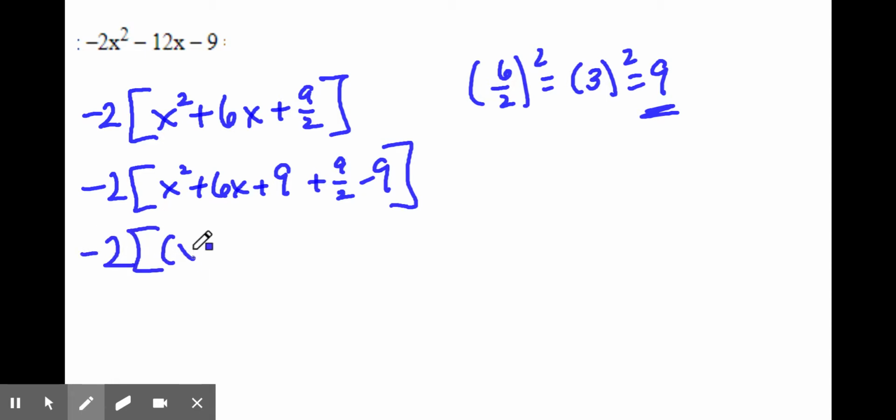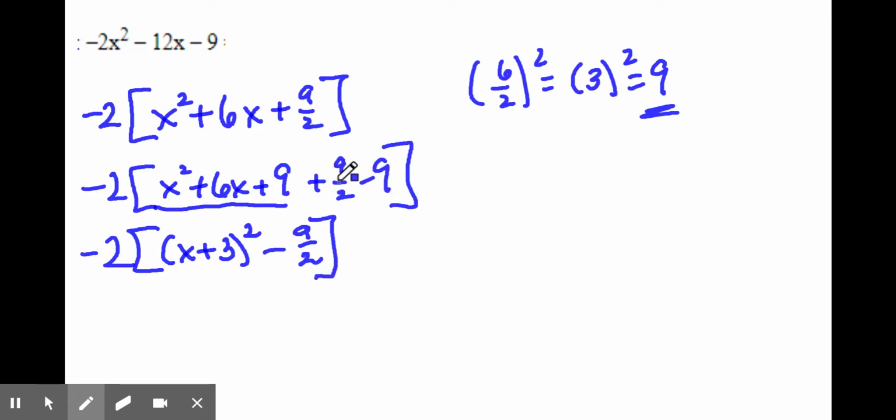That would give me x plus 3 quantity squared, if I factor the x squared plus 6x plus 9. And then 9 over 2 minus 9 is, let's see, a negative 9 over 2. That's a negative 9 over 2.